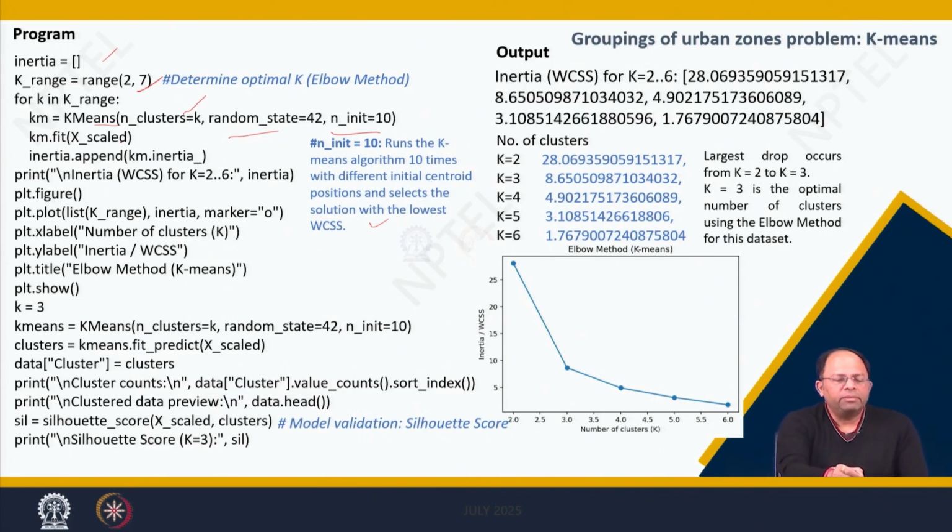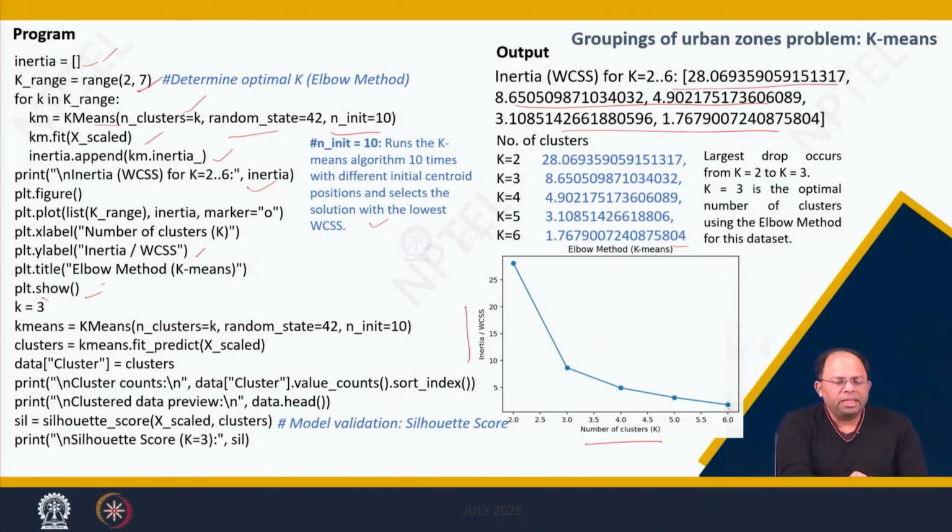So, once we have done that, we fit the data, and then we store the value of WCSS in this inertia list, right. And once we have done that, we can print this particular list, and you can see that is being printed over here. So, this is the list that gets printed for k equal to 2 to 6, right. And then we can plot the figure using plt.show, and you can see this is the curve that we are getting, and we are putting number of clusters and inertia on the x and y labels. We are putting a title which is elbow method plot, and we are also showing it.